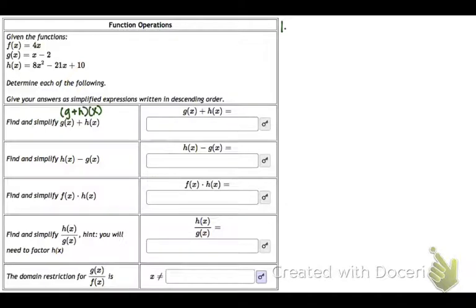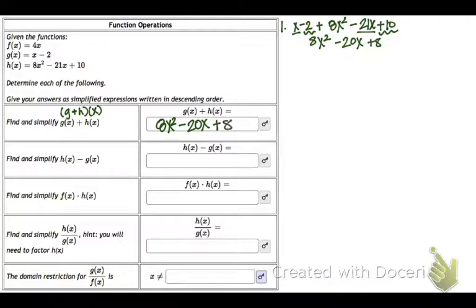G of x is x minus 2, so we're going to go x minus 2 plus h of x, which is 8x squared minus 21x plus 10. If we add these together, we can just combine like terms, so that's 8x squared. These two combine to be negative 20x, and these combine to be 8. So the answer to this first one would be 8x squared minus 20x plus 8.